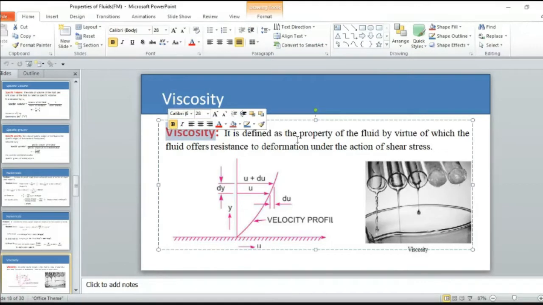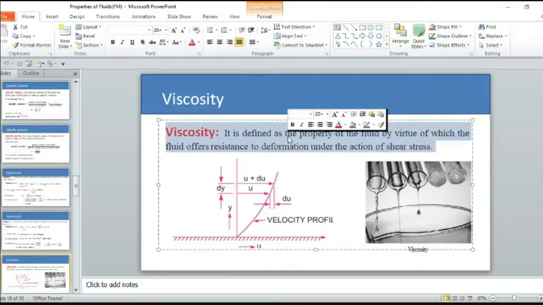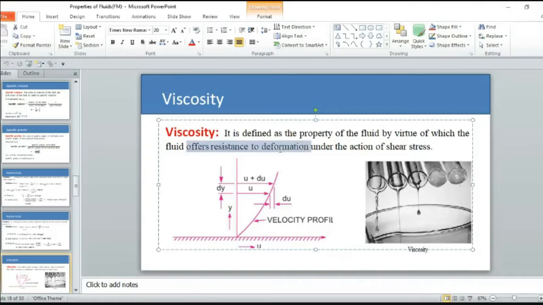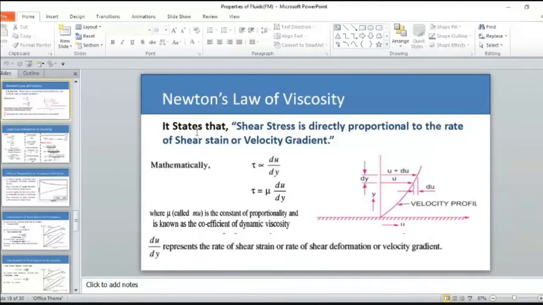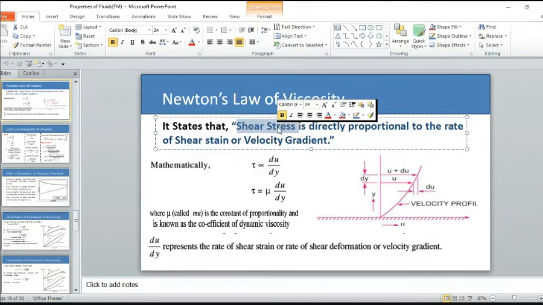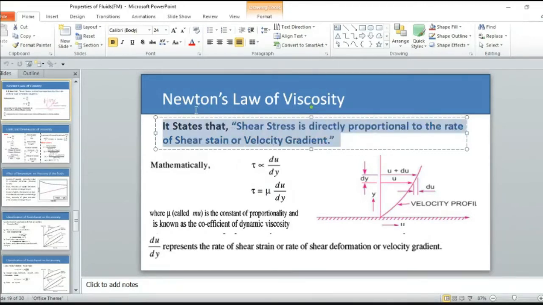Okay, so last time we had seen this definition: resistance to deformation. And when this resistance is offered under the action of shear stress, that property is nothing but viscosity of the given fluid. Then we had seen the relationship between the shear stress applied to the body and the rate of shear strain or velocity gradient induced in the body. The law which states this relation is nothing but Newton's law of viscosity. That law states the shear stress is directly proportional to rate of shear strain or velocity gradient.